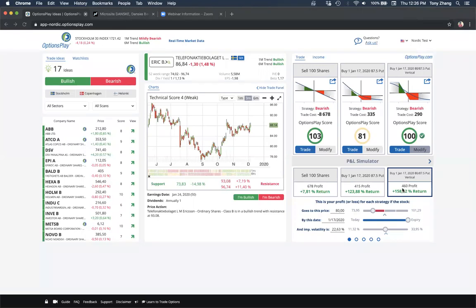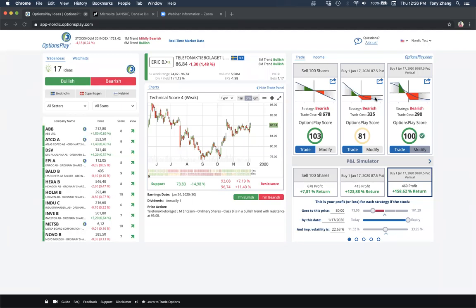So Frederica is asking, could you please explain the options play score? Great question. I was going to get to that, but I didn't get a chance today. So the question was, what is the options play score? The options play score is really trying to take a look at what is the potential risk versus reward on each strategy if the stock was to trade within a reasonable range.